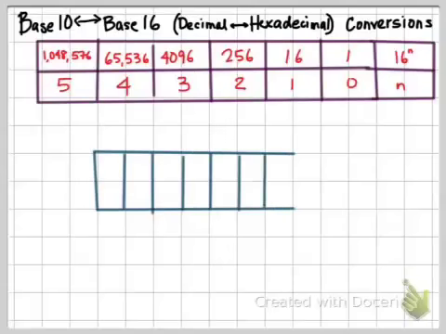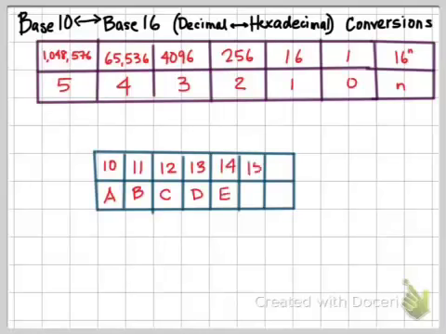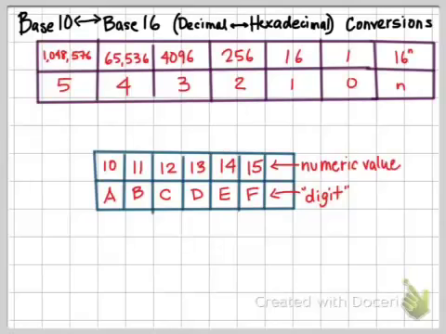The answer is we use letters as digits. So for the number 10, we use the digit A, and B for 11, C for 12, D for 13, E for 14, and F for 15. So those are our 6 additional digits. So you would say that base 16 has digits 0 through F.